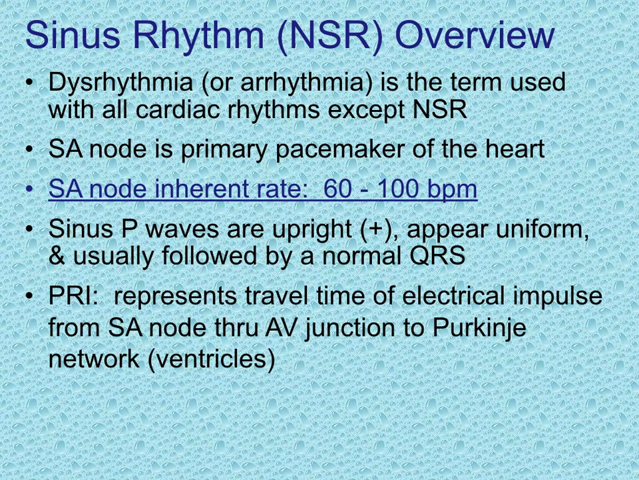So a dysrhythmia or an arrhythmia is the term used with all cardiac rhythms except normal sinus rhythm. So remember, the SA node is the primary pacemaker of the heart, and it has an inherent rate of 60 to 100 beats per minute.